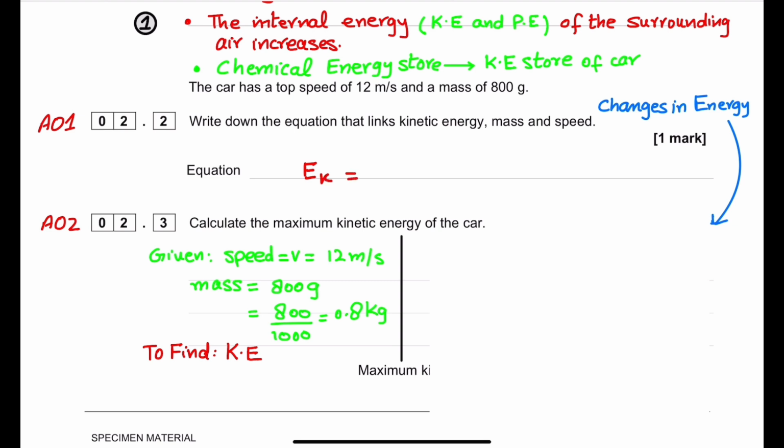Ek is equal to 0.5 times the mass of the car times the square of the velocity of the car. Or the student can write it another way: Ek is equal to half times mass times the square of the velocity of the car.